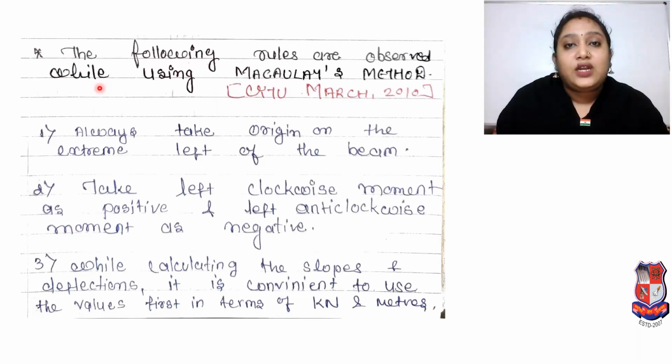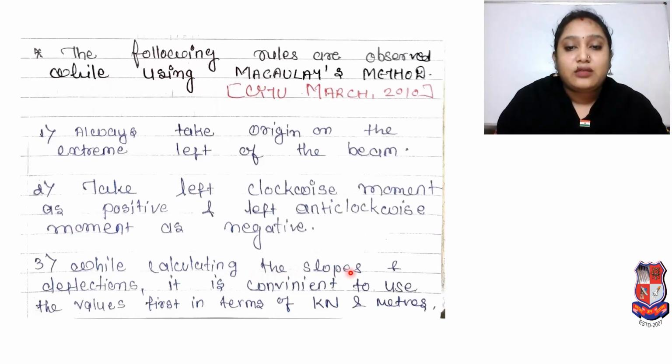To calculate the problem, we have to keep a few rules in mind. The following rules are observed while using Macaulay's method. This was asked in previous GTU semester exams, so just remember it well; it will be helpful in problem calculation. First rule: always take the origin on the extreme left of the beam. Second: take left clockwise moment as positive and left anti-clockwise moment as negative.